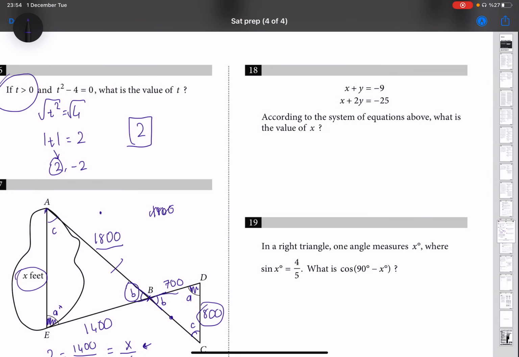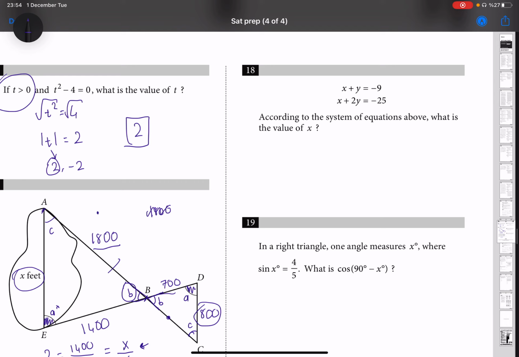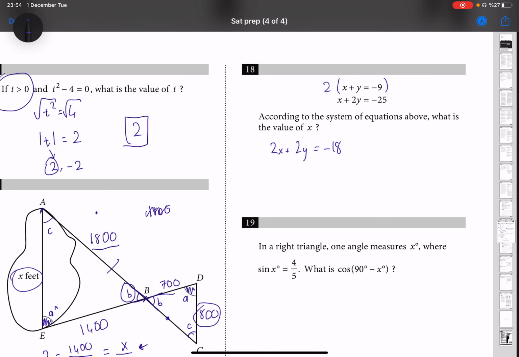Next question. According to the system of equations above, what is the value of x? Okay, I want to find the value of x, so let's multiply the upper equation by 2. 2x plus 2y is equal to minus 18. The second equation was x plus 2y is equal to minus 25. Let's subtract them from each other. X equals 7.